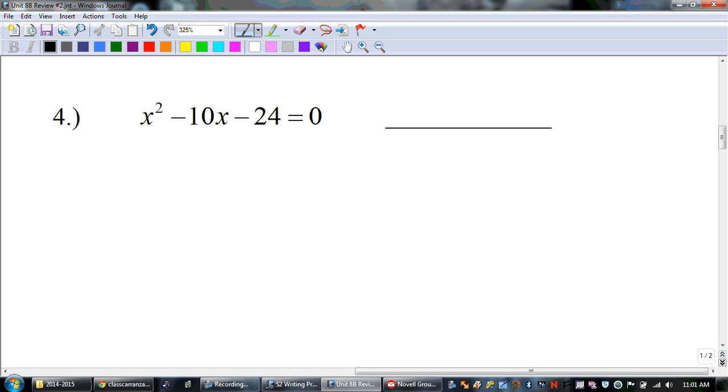Okay, number 4. Now, for number 4, there are two ways you could solve this. It's not inverses because there's a linear term. But you can either factor or you could use the quadratic formula. It's however you want to do it. I think factoring is easy for this one. I checked to see if there's a GCF. There isn't. So I want numbers that multiply to get to negative 24 and add to get to negative 10.